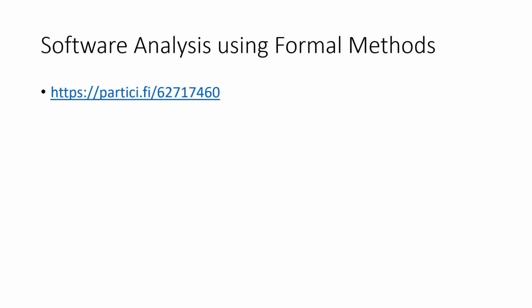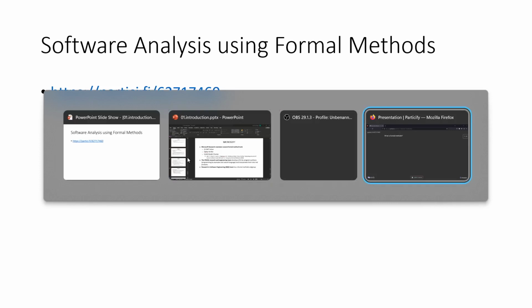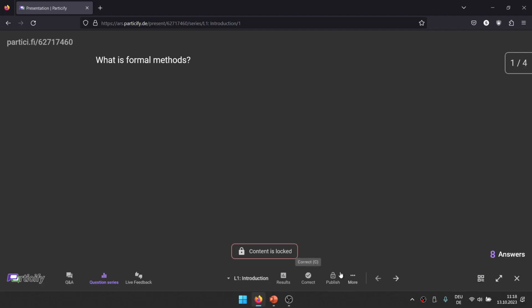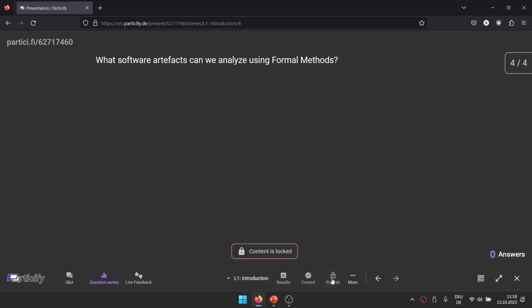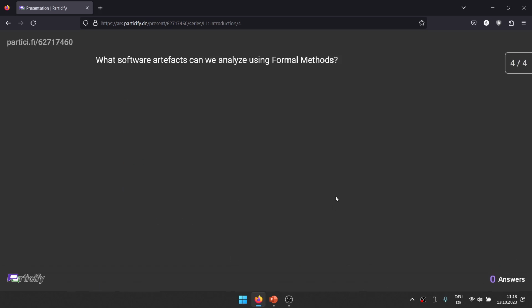Okay, so let's go back to the interactive part. We already had this question. That one we had as well. And then this one. So for hardware, what are we going to analyze? We're going to analyze the circuits that we're going to put on the silicon, right? But what are we going to analyze for software? What kind of software artifacts might we analyze with formal methods?